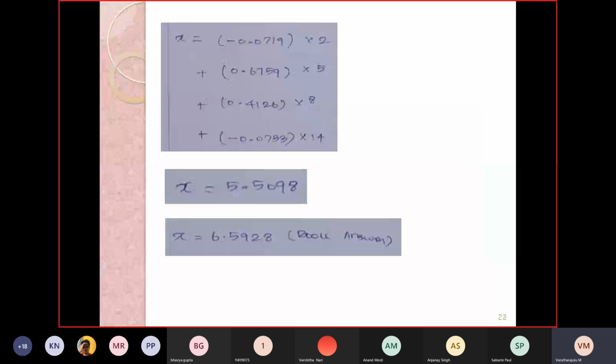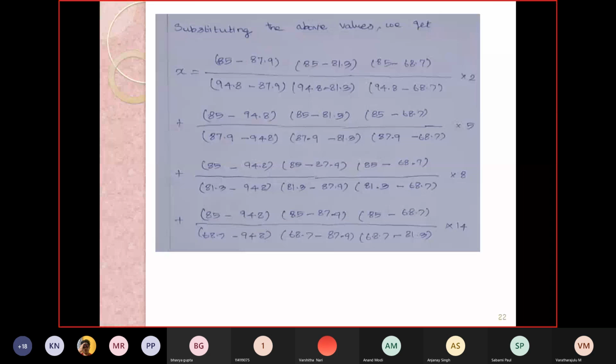See here, I am getting 5.5098, but in the textbook it was given as 6.5928. I'm keeping the slide. You try the problem. I'll wait until you get the results. Please go ahead with your steps. Arvind, you can find the solution. Tell me, Arvind.